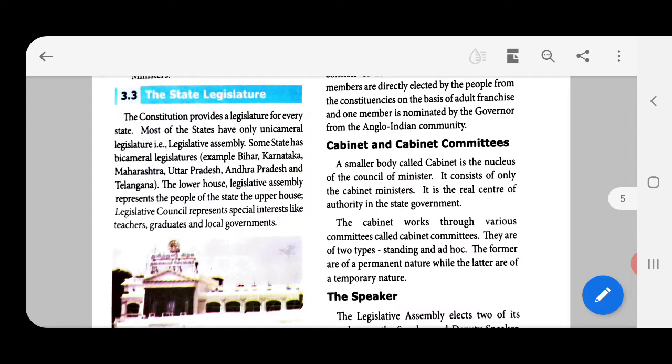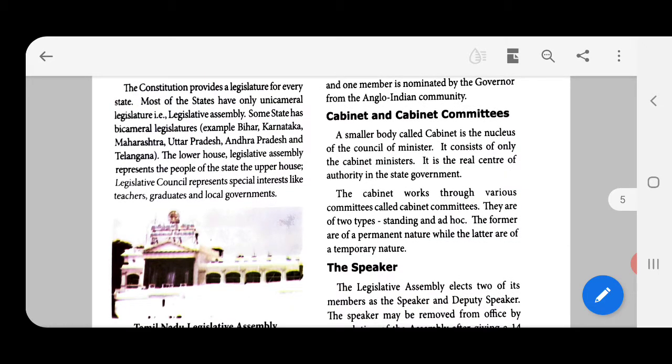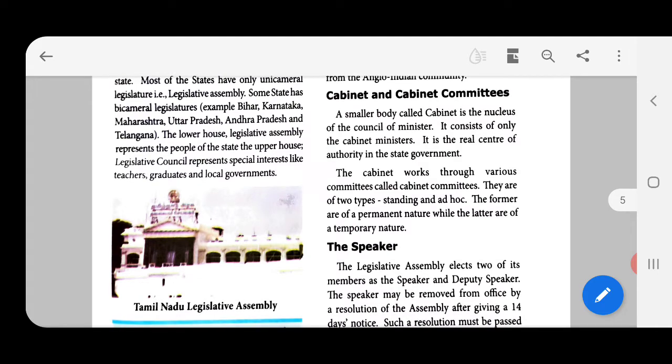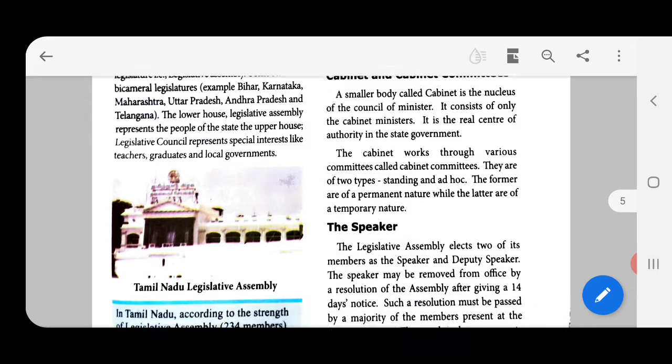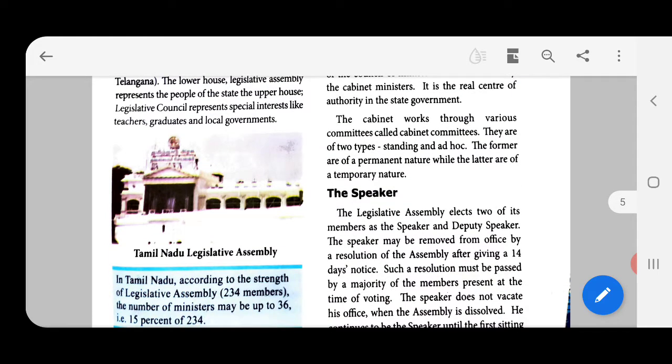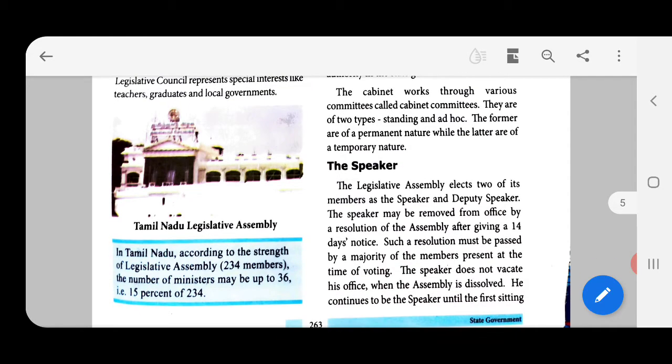Cabinet and cabinet committees. A smaller body called the cabinet is the nucleus of the council of ministers. So behind that we have a cabinet. A cabinet is again a group of people, and they are the most important people for the council of ministers. It consists of only the cabinet ministers. It is the real center of authority in the state government. The cabinet works through various committees called cabinet committees. There are two types, standing and ad hoc. The former, the standing, are of permanent nature, while the latter, ad hoc, the second type, are of temporary nature.